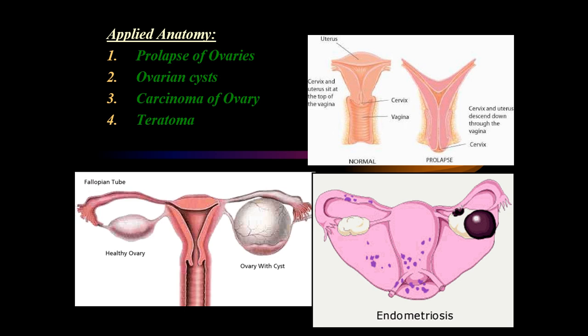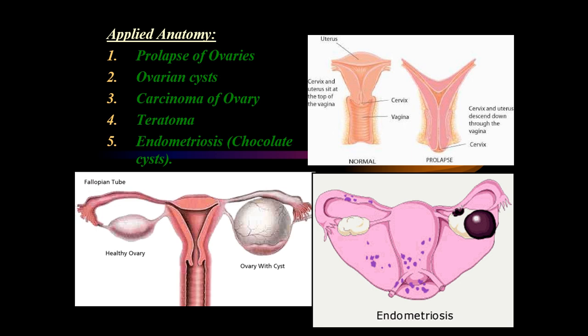And the final one in the applied aspects of the ovaries is the chocolate cyst. Here there might be endometriosis, which might lead to severe bleeding within the uterus, and sometimes this bleeding might be transferred into the ovary itself, and then there will be accumulation of the blood as well as the broken blood, and that leads to a chocolatey color of the ovary, which is called the chocolate cyst. So this is seen in case of endometriosis.